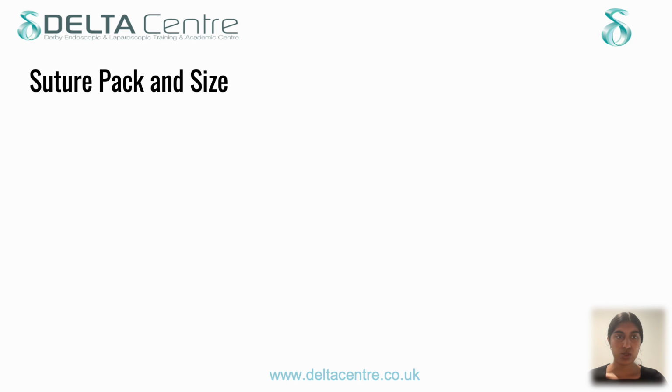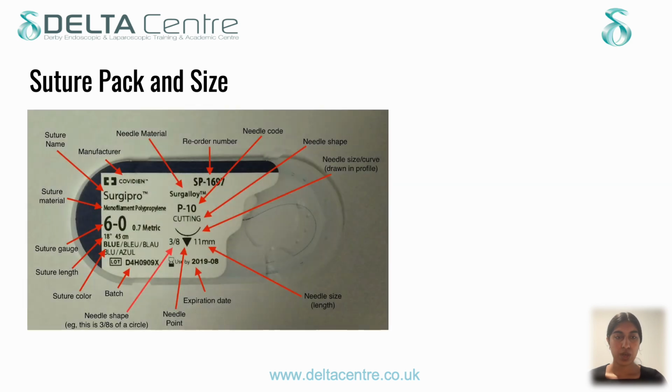Next, we'll talk about the suture pack and size. When opening the suture pack, this is what you'll first see. Here we have the manufacturer, the suture name, and the suture material. From this suture material, we find out that this is a monofilament suture. We learn the suture gauge, the suture length, the colour, the batch, the needle shape, which is also seen in a drawing version, the needle code, the reorder number, and the needle material.